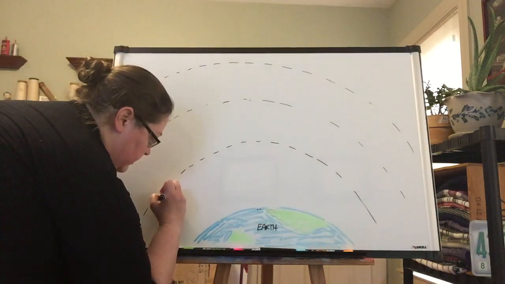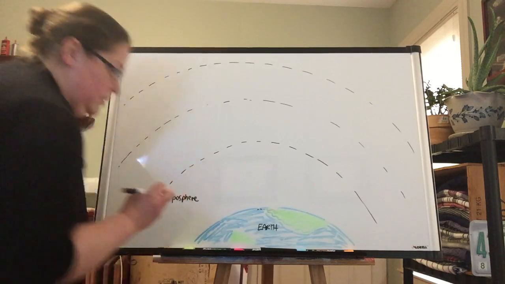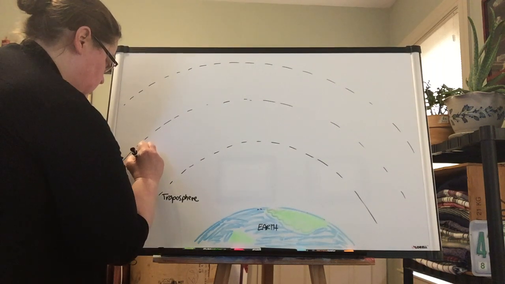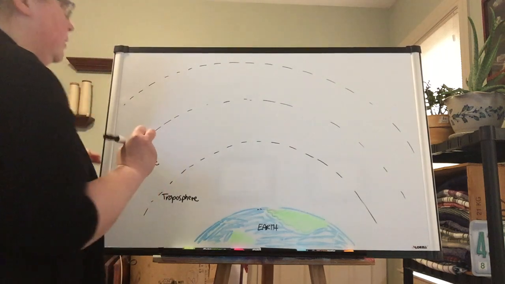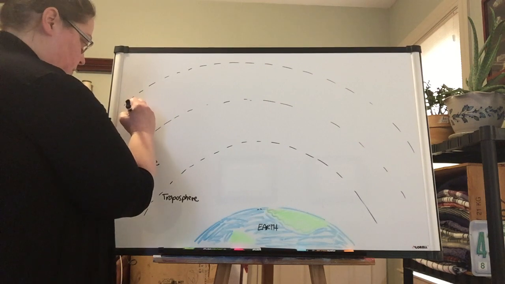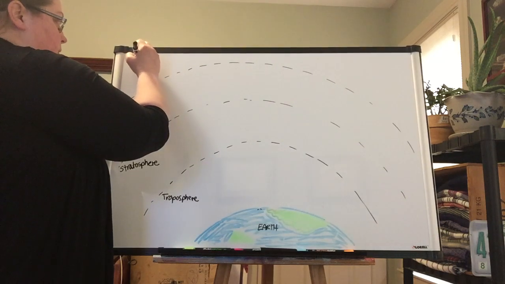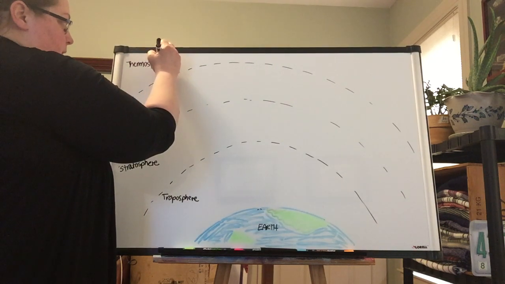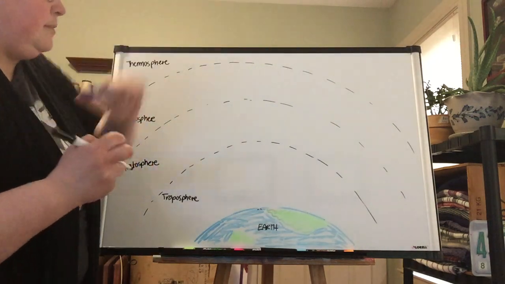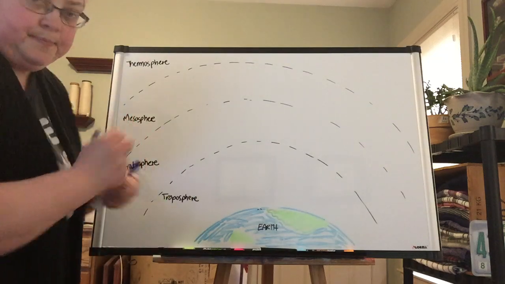Our first layer is called the troposphere. Our next layer is the stratosphere. We then have the mesosphere. And up here is the thermosphere. There are additional other layers as well. The exosphere would be higher up than this. So we have 4 layers of our atmosphere.